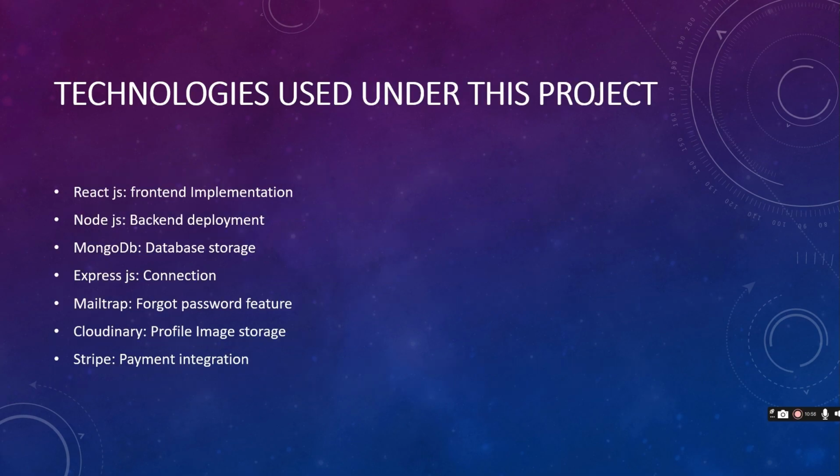Now, the technologies that we are utilizing in our project: React.js, as we know, for the front end, Node.js, already known, MongoDB, Express.js. Now, we have three more technologies we are using. We have Mailtrap for the forgot password feature. Like when we want to reset the password, we get a mail, then verify the user and then allow them to change the password. For storing images of the user, we have used the Cloudinary platform, and Stripe for payment integration.